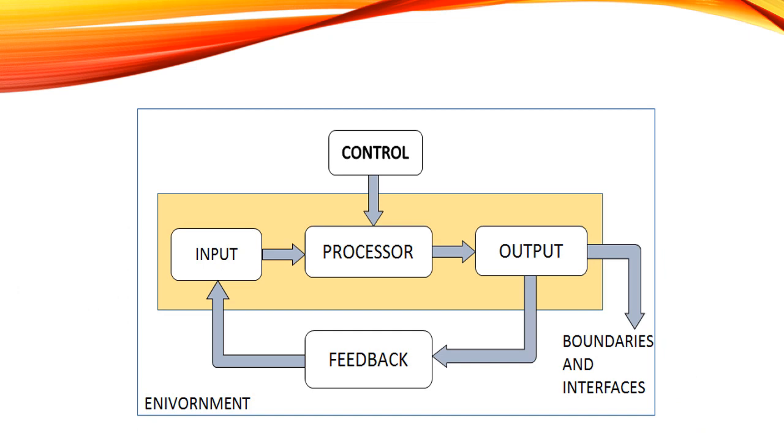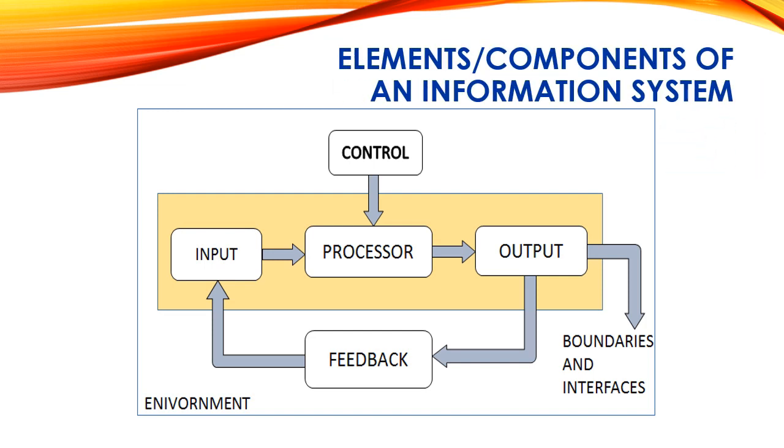We have seen that a system is made up of a collection of parts. These parts are what we shall call components or elements of a system. Let's go through elements or components of an information system. We have input, processor, control, output, boundaries and interfaces, feedback, and environment. Let's take each element at a time.